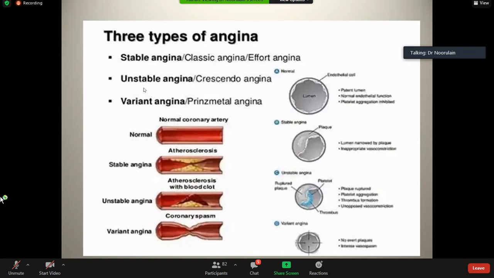This is a picture of the three types of angina. Stable angina, classical angina or effort angina, occurs on exertion. Unstable angina occurs on less exertion or even at rest. Variant angina is due to vasospasm. This is the normal coronary artery. This is stable angina due to atherosclerosis. This is unstable angina with atherosclerosis and a blood clot, and variant angina due to coronary vasospasm. These are the three types of angina. I hope you all understand these three types of angina and can define them. I will ask at the end of the lecture.